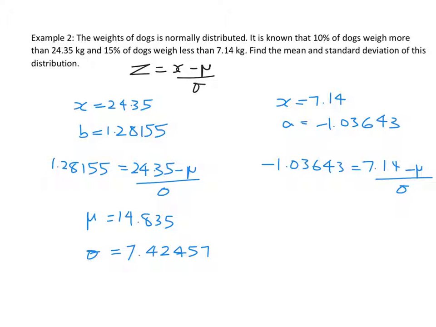And that makes sense because this b value is positive, so it's greater than the mean, so it should be bigger than 14, which it is. And then here this is less than the mean, so we expect that 7.14 is less than the mean, which it is, which is great.